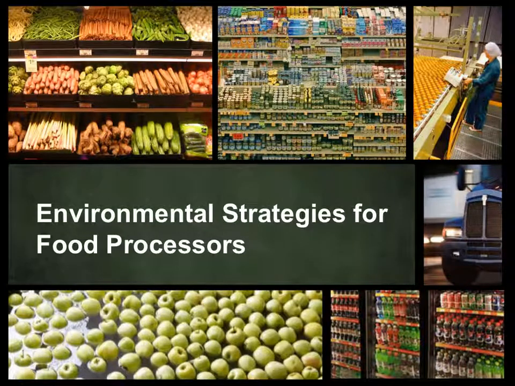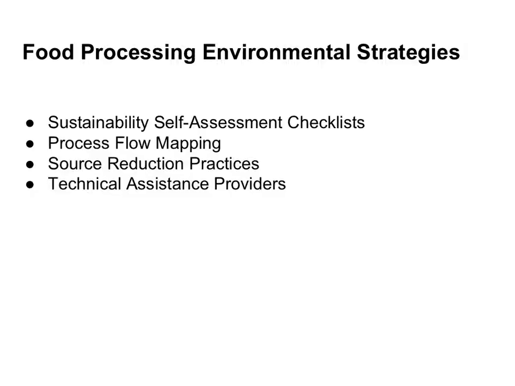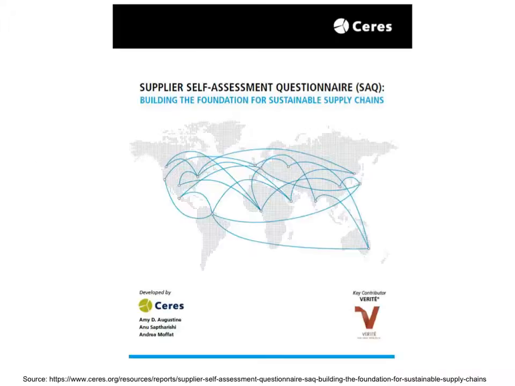This lecture reviews some key environmental strategies that can be used at food processing operations. The 4 areas that we will discuss include sustainability self-assessment checklists, process flow mapping, source reduction practices, and technical assistance providers. The first and most straightforward sustainability strategy is the self-assessment questionnaire.